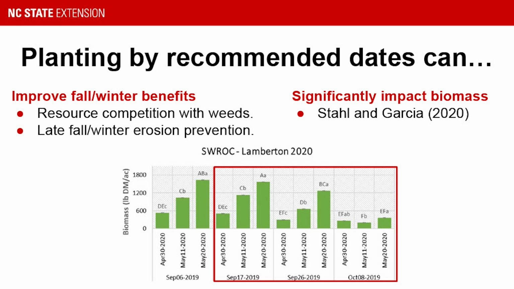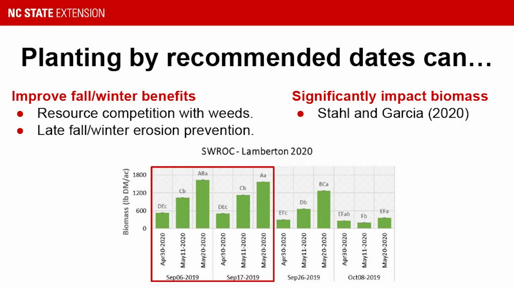But I think what's really important is when they planted just a little bit later, October 8th, there was a very dramatic drop. So we can see, it can drop pretty quickly, when we get too late in the calendar year for how much biomass we can reach with our cover crops.